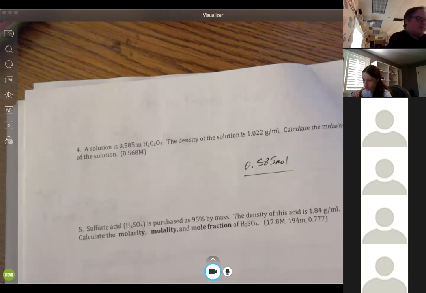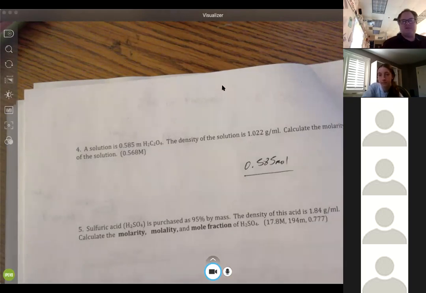How are we going to do this? Use the density formula. We're going to use the density.